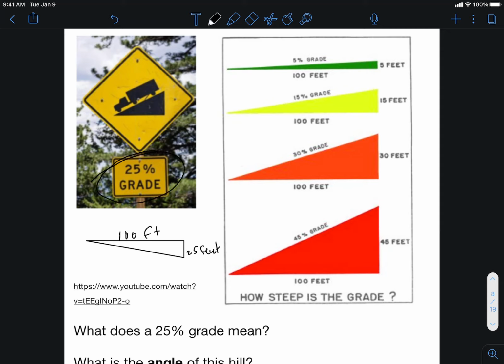Okay, it's purely a measure of rise. In this case, it's falling, right? Which is going to have a negative rise in this question because we're going down, right? And we're going to have a run.